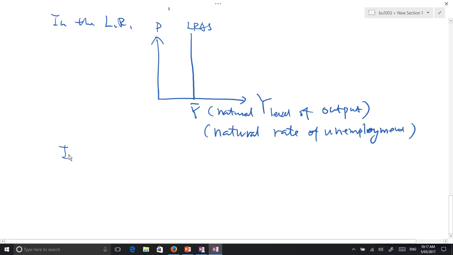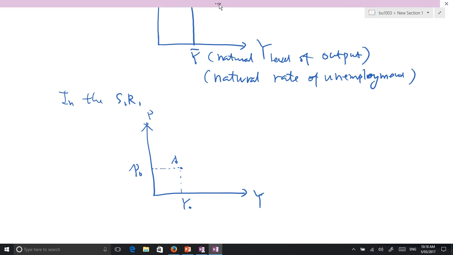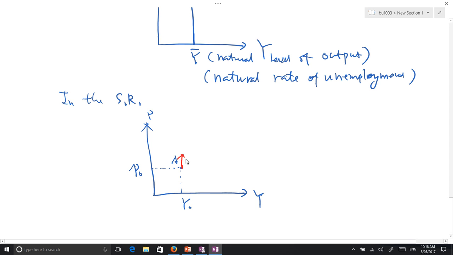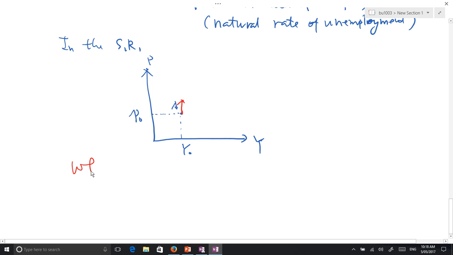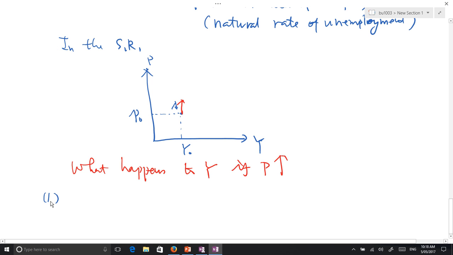And the short run, let me arbitrarily pick, say, 1. Initially, price level is P0, aggregate output Y0, so let's call it point A. So now let's see what happens. What will happen if price increases? There are three theories here. First one is the misperception theory.